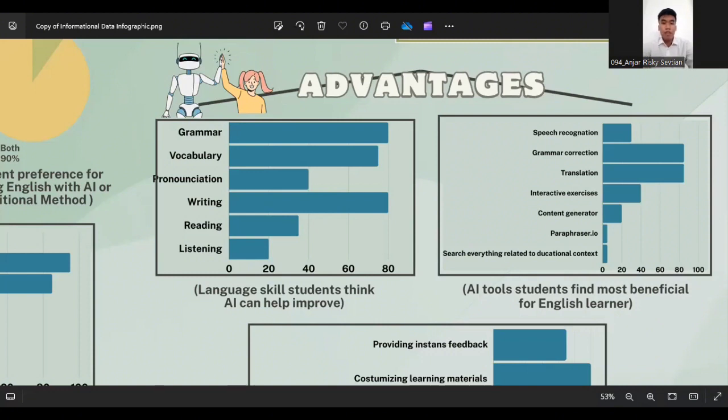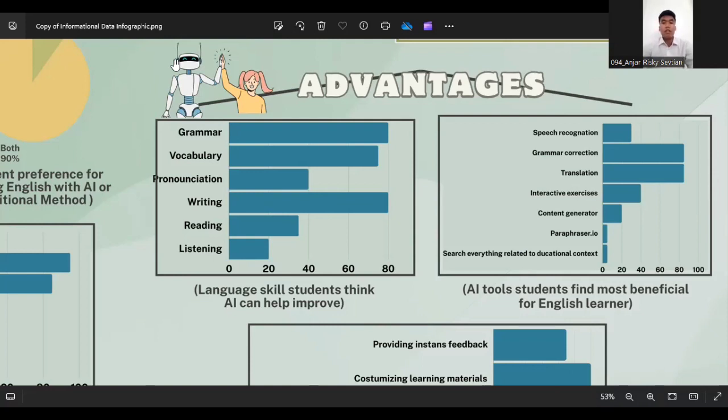It's the same as the previous question. It is multiple choice, so participants can answer more than one option. Grammar corrections and translations are the highest votes. They have 17 votes or 85%, and then interactive exercise has 8 votes, and speech recognition has 6 votes or 30%, and content generator has 4 votes or 20%, and paraphrasing tools and search engines only have 1 vote or 5%.